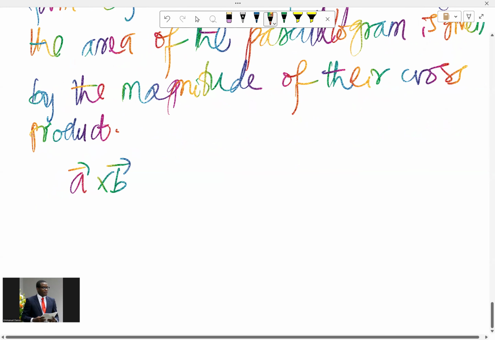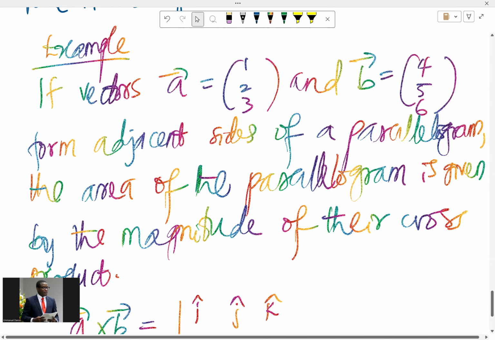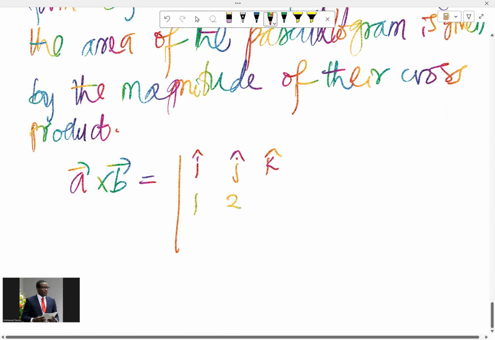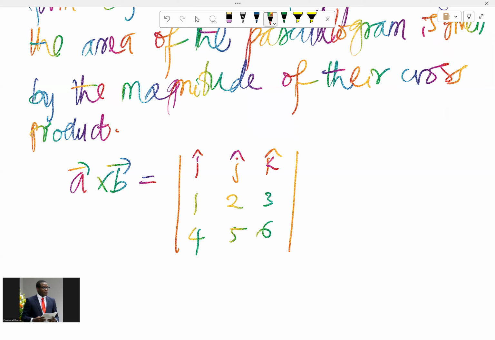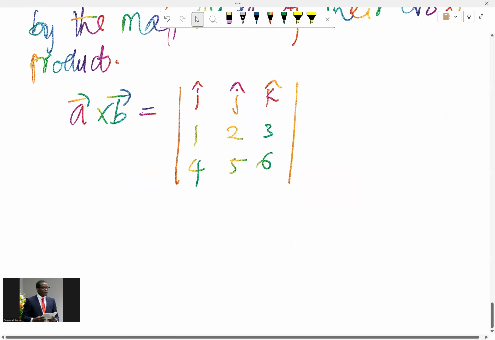And we know A cross B is simply the determinant of i, j, k. The first vector A is 1, 2, 3, and the second vector B is 4, 5, 6. So all we need to do is put all this together and find the determinant of this. I'll just go straight, since we've done this before.